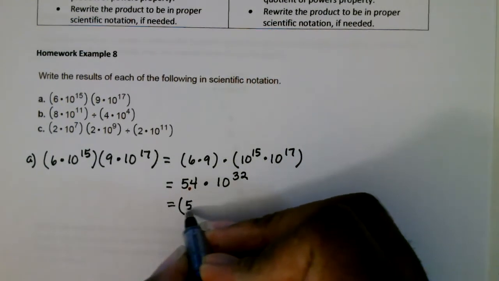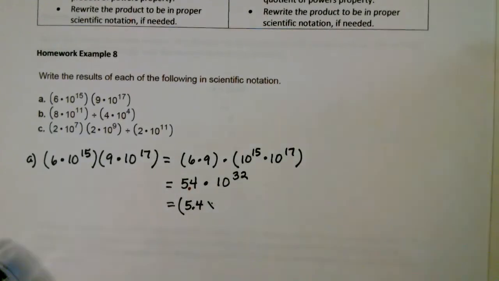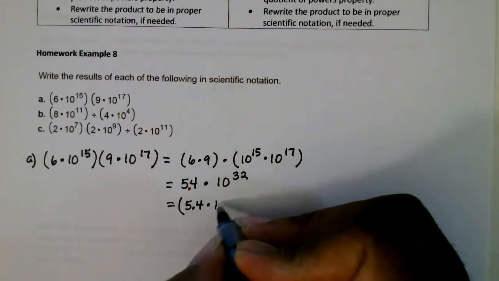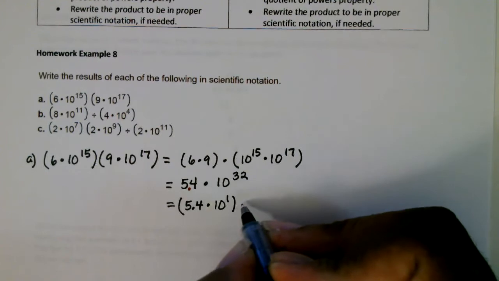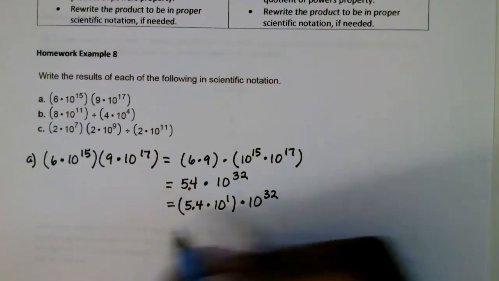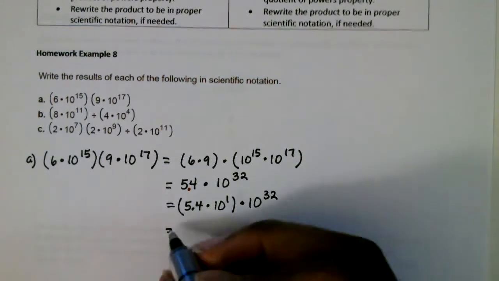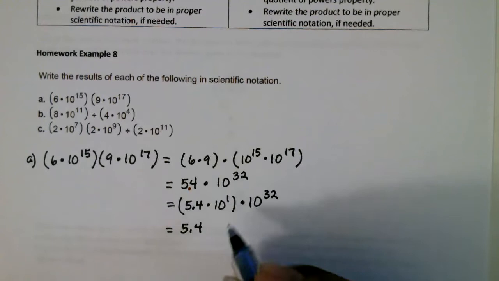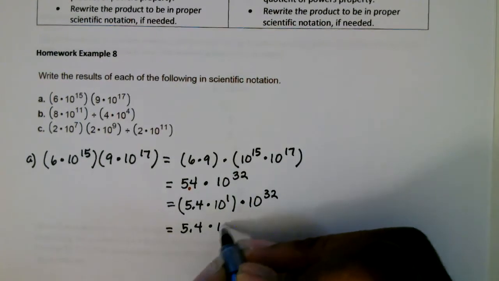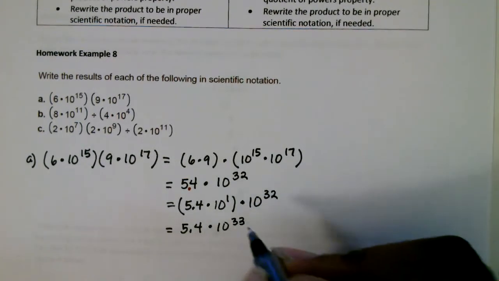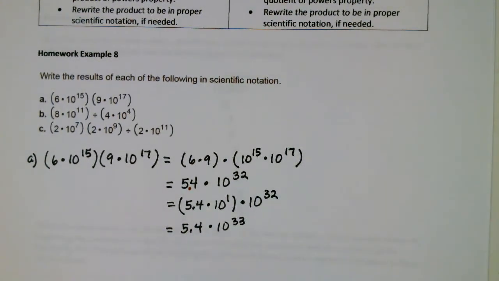So 54 will be 5.4 times, I'm going to use a raised dot for the multiplication, 5.4 times 10. And we have one number behind the decimal point, so it has to be 10 to the first times 10 to the 32nd. Now we're not done yet. We need to bring down this 5.4, and we've got 10 to the first times 10 to the 32nd. Well, multiplying powers of the same base, we bring over the 10 and add 1 and 32 together, and you'll get 33. So it'll be 5.4 times 10 to the 33rd power as the final answer written in scientific notation.